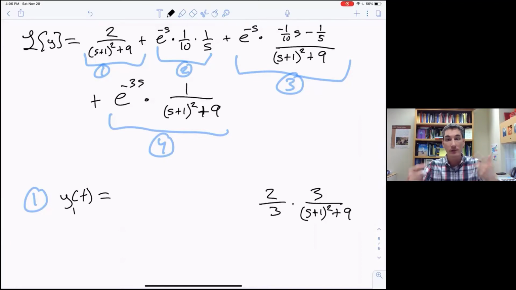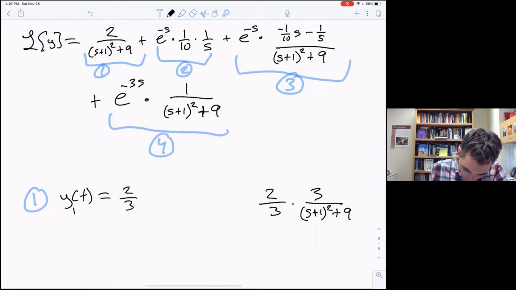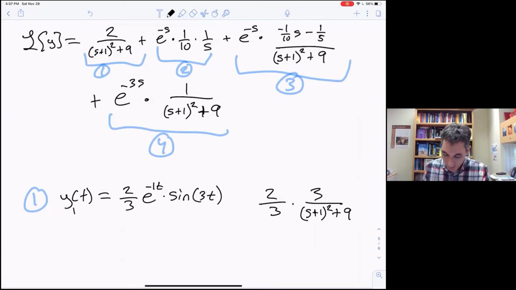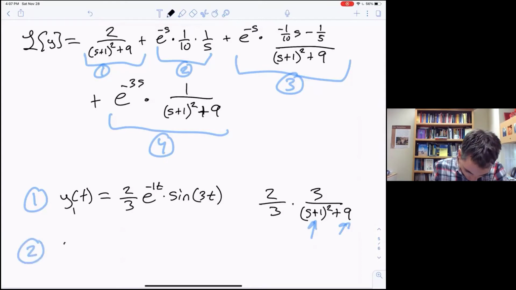And that makes sense because this is underdamped. We should have e to the minus t sine of 3t. That's exactly the kind of solution we should be looking for. So y1 of t is going to be 2/3 e to the minus 1t sine of 3t, right? This is causing the e to the minus 1t, and the fact that that's 3 squared is causing us sine of 3t. Okay, so there's number 1. And I think we can maybe fit number 2 on this same page. So let's see if we can handle that.